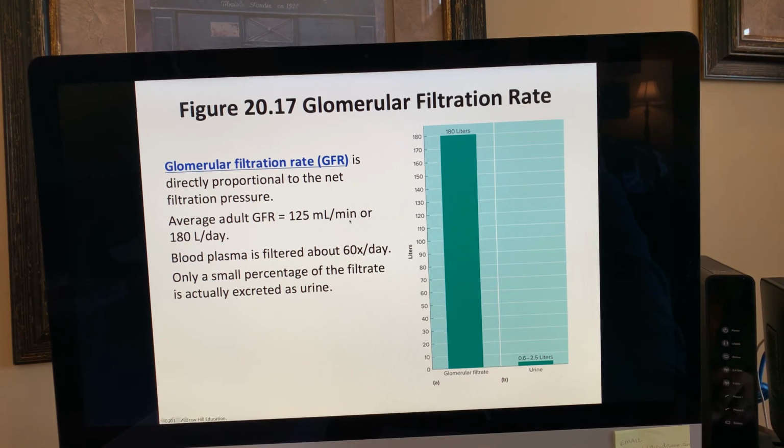If you multiply that out for a whole day, that means 180 liters of fluid enters the glomerular capsule every day. Much, much more than your body fluids exist, which means that of that fluid that's filtered over an entire day into the glomerular capsule, the vast, vast majority of it, 95%, has to be reabsorbed, because the only urine you're going to make is about 0.6 to 2.5 liters of urine a day. So of the 180 liters of fluid that ends up in the nephron capsule every day, this is all you produce as urine. The rest of that must be reabsorbed.